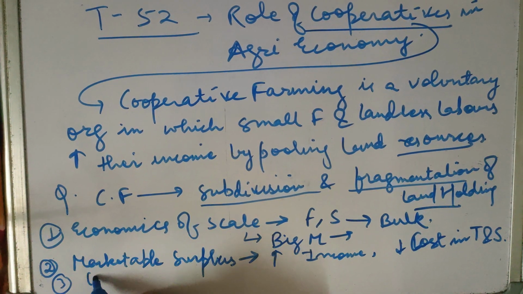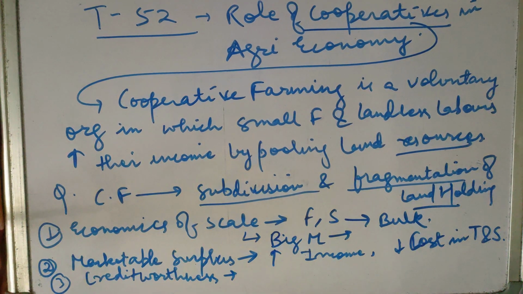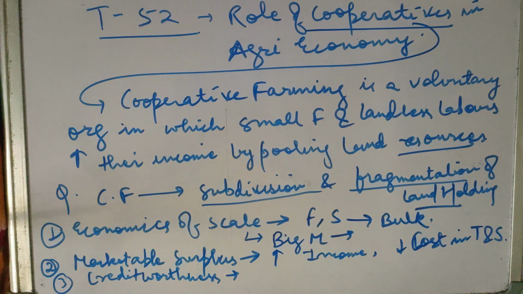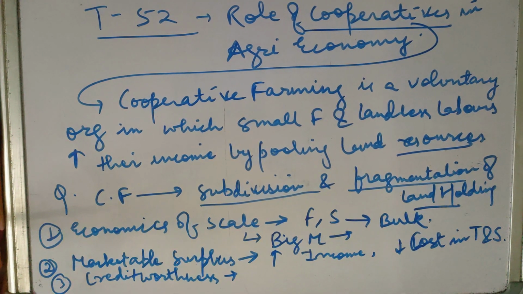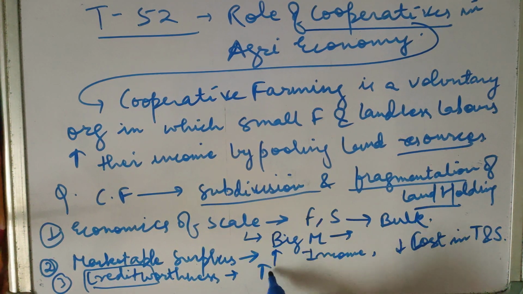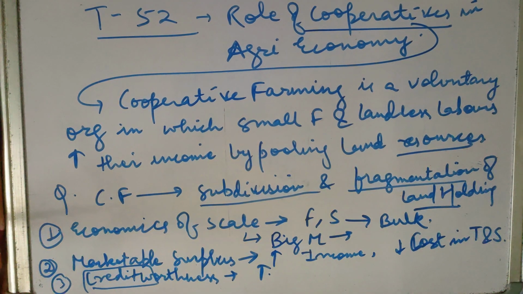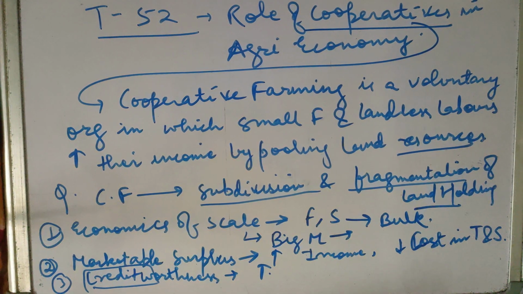Number third, you can add credit worthiness. What happens in individual farming? The finance or the credit we get is not up to the mark, but in cooperative farming there are many NGOs and many government policies which help cooperative farming. So here we will get good credit to do our farming. So these are some of the ways in which cooperative farming can help with subdivision and fragmentation of land holdings.